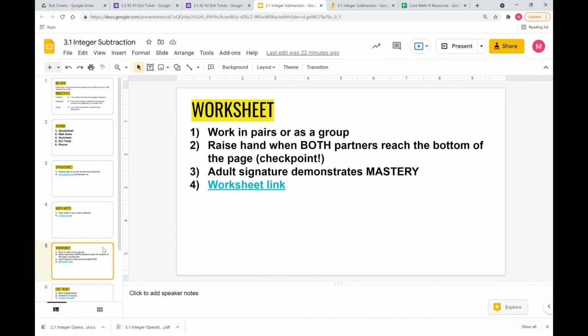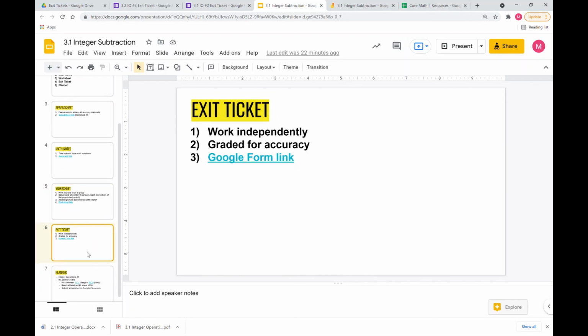For the worksheet, you're going to be working in pairs or as a group. Please raise your hand when both you and your partner have reached the bottom of the page for a checkpoint. And if an adult signs your worksheet at the bottom of the page, that shows that you demonstrated mastery. The link is provided for integer operations number 2 worksheet. When you're done with the worksheet, please make sure you work independently on the exit ticket.